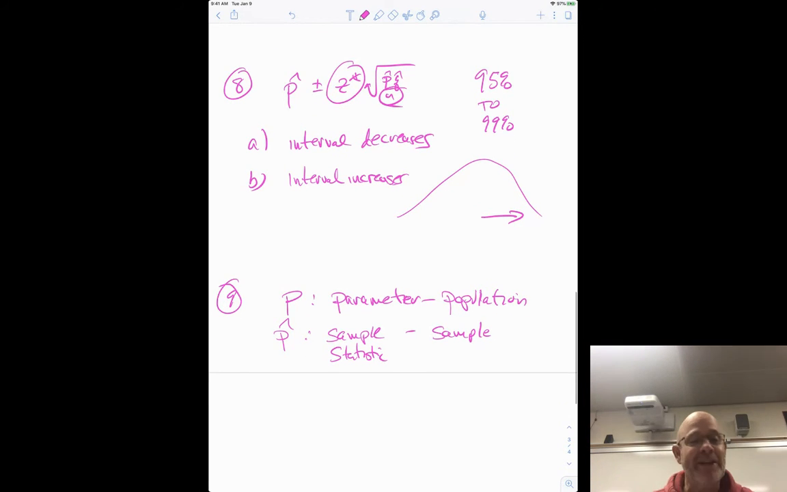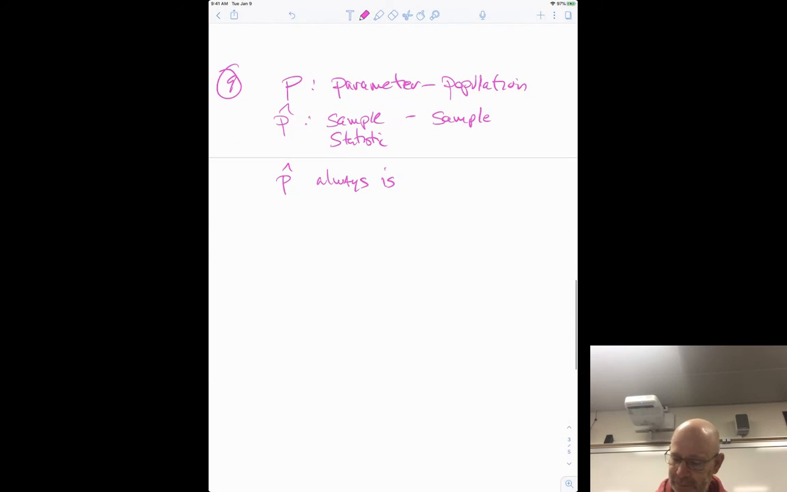So which one's always in the confidence interval? P hat, always in the confidence interval. P, we don't know. So sometimes it is, sometimes it's not. We're hoping it is, right? But P hat is always in the confidence interval.